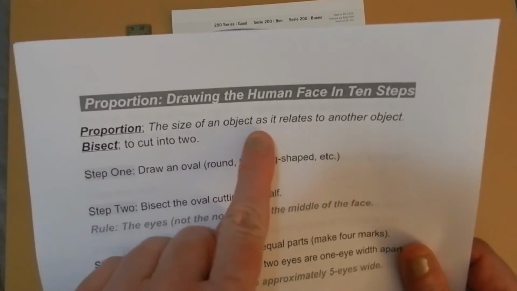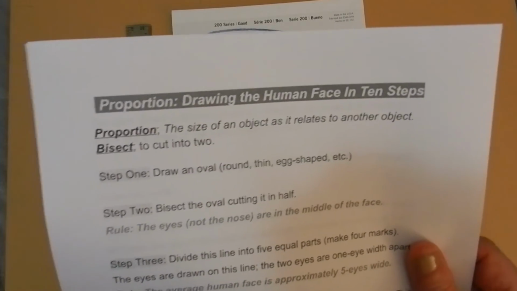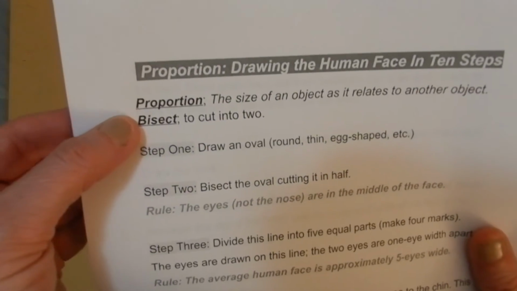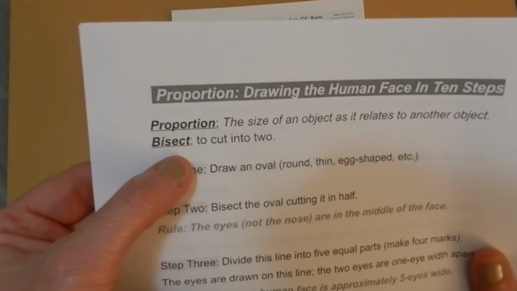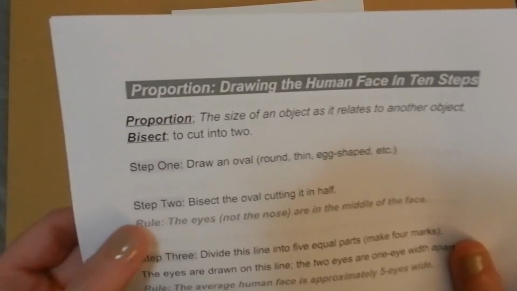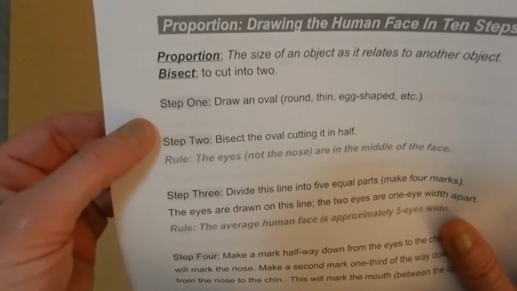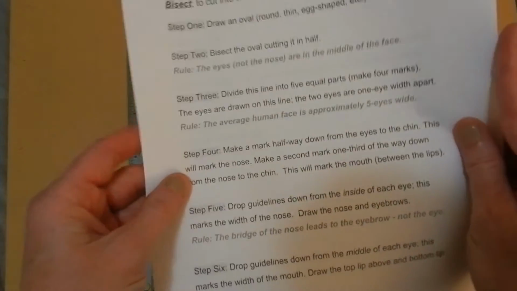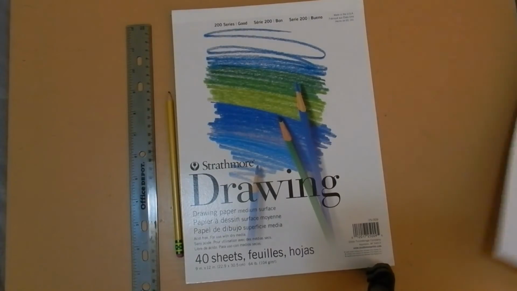Proportion, again, the size of an object as it relates to another object. Like the size of your eyes as they relate to the size of your face. And to bisect, if you think about it, a bicycle has two wheels. To sect, to cut. So to bisect something is to cut into two. We're going to be exploring these two vocabulary words, and we're going to be going over the steps of drawing the human face in 10 steps. Your Blend document will have all 10 steps on it. So let's go ahead and get started.